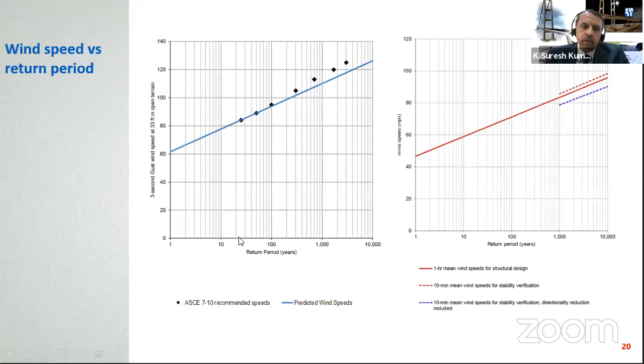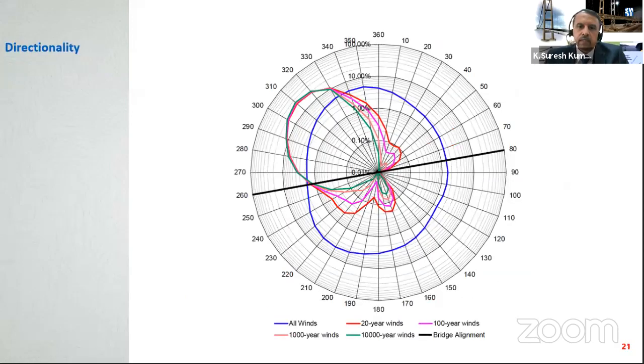And when you do such analysis, the curves are going to be similar to what you are seeing right now here. Basically, return period versus not only just 3 second gust wind speed, you will also look at 10 minute mean wind speed or hourly mean wind speed, which are easy. You can convert the 3 second to any averaging time. So this is quite an important curve because you'll get 20 year return period, 100 year, 1000 year, and 10,000 year return period wind speed. And the use of those we'll be discussing in a bit.